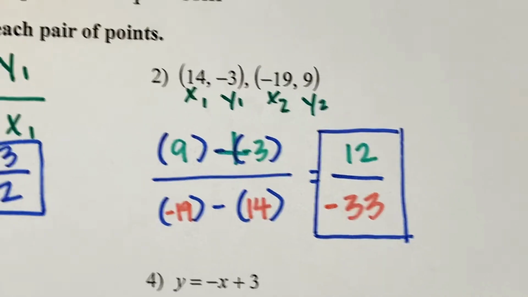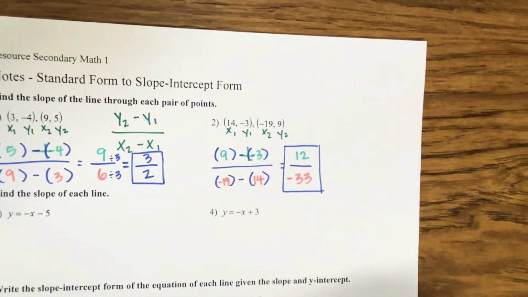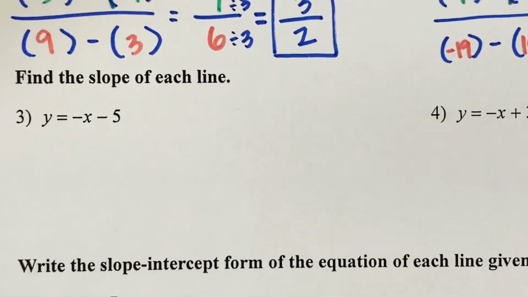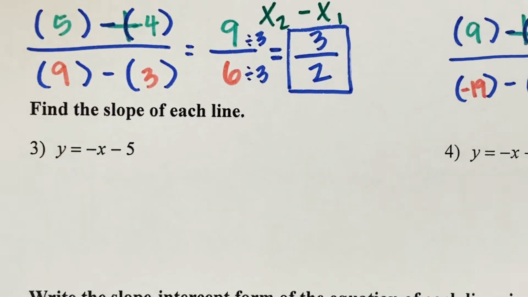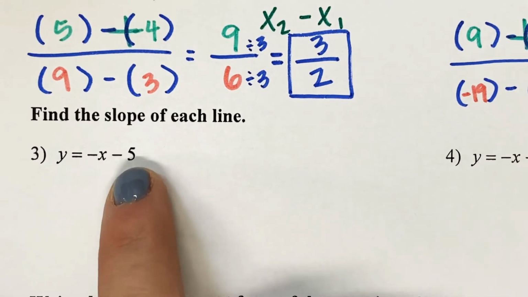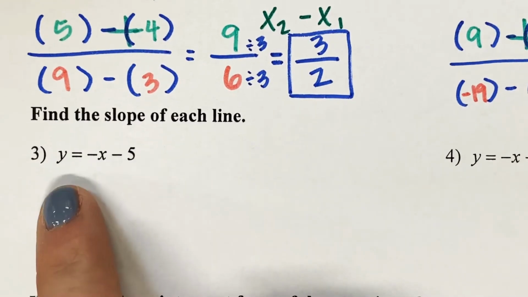Okay. So that was finding our slope when given 2 coordinate points. Okay, well let's look at numbers 3 and 4. So it's asking us to find the slope of each line. So we're still trying to find the slope, but it didn't give us 2 coordinate points. It actually gave us an equation.